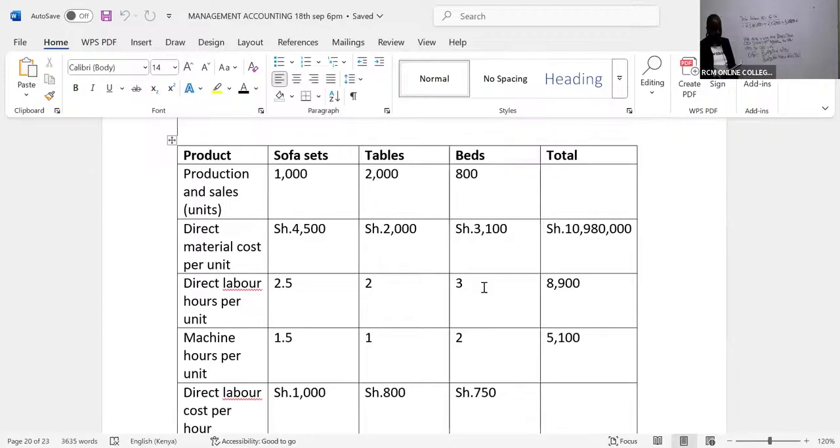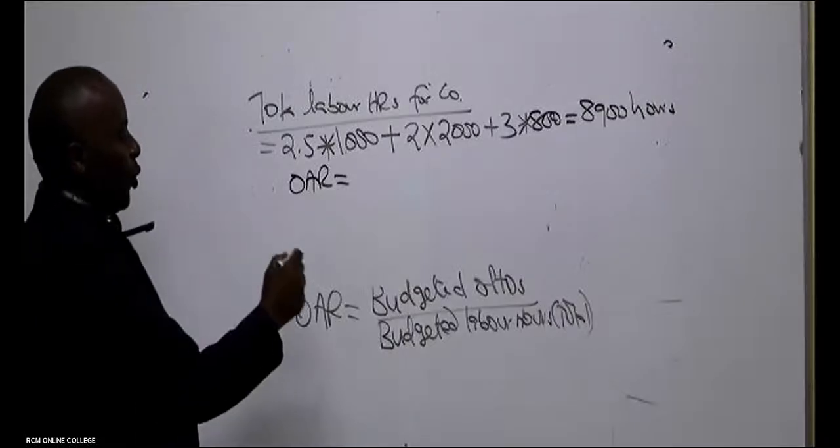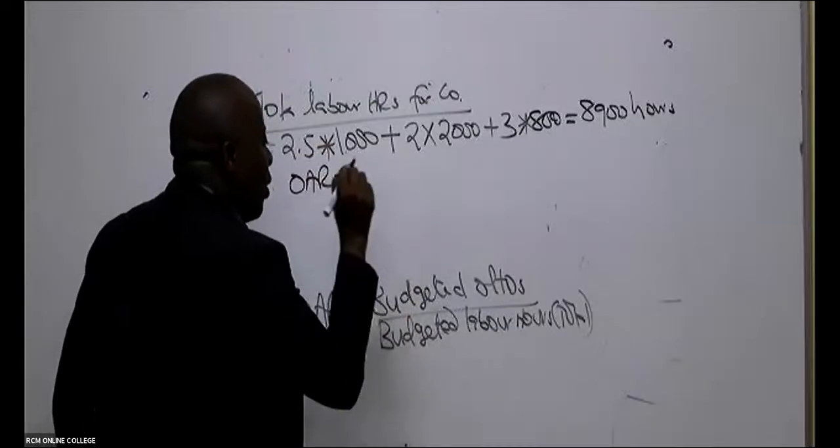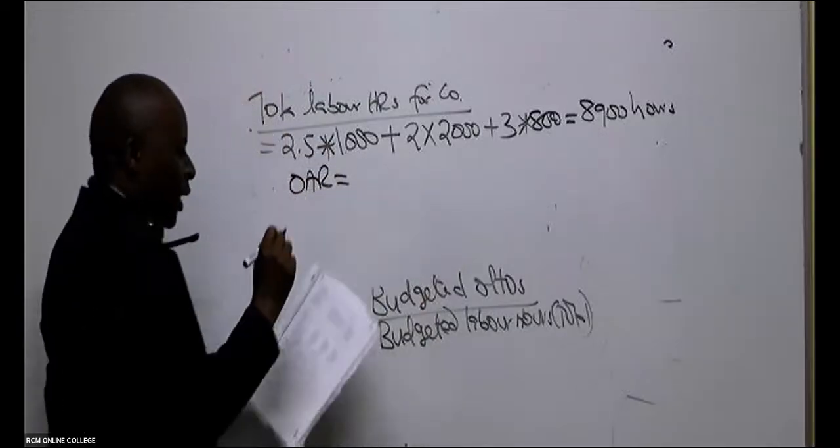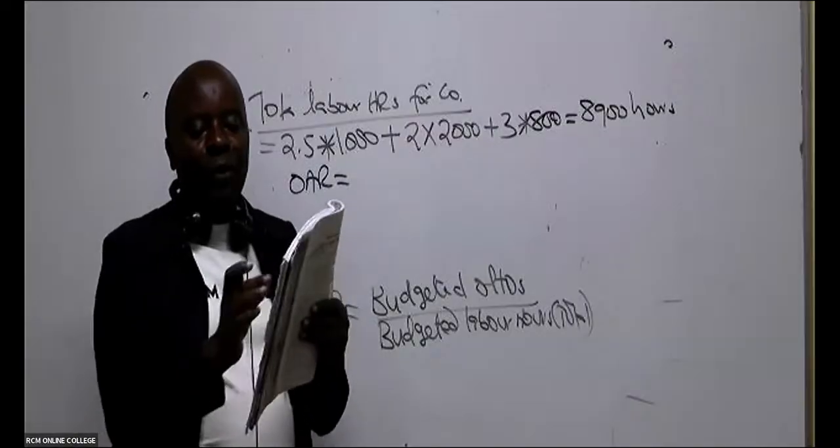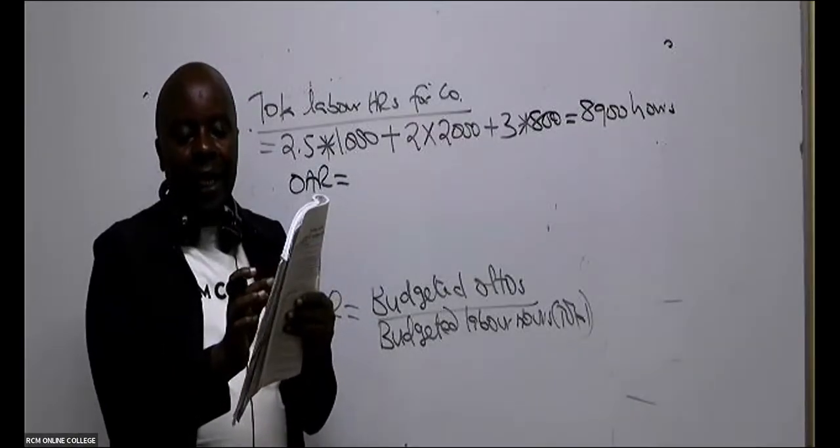So you're saying it is 8,900 hours. You're great. You're brilliant. Now, having gotten that, can we kindly go ahead and give our examiner the OAR? So our OAR will be equal to our budgeted overheads total. Go to that table, the total that I'm able to see from that table, budgeted overheads are 5340.